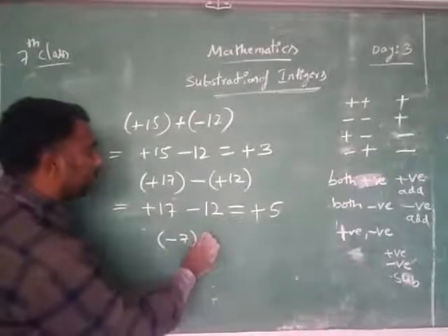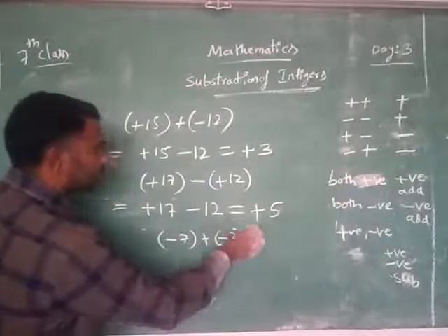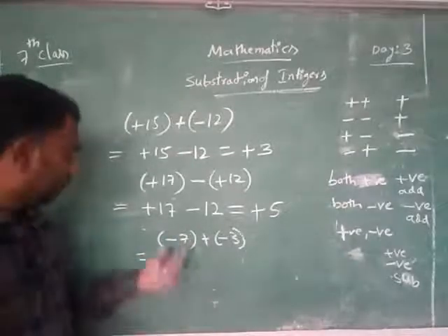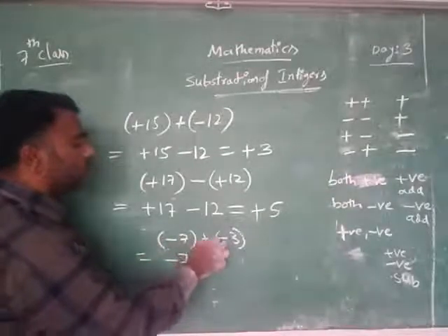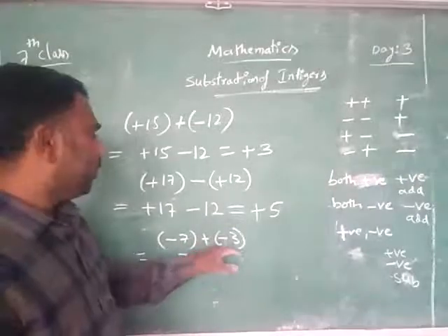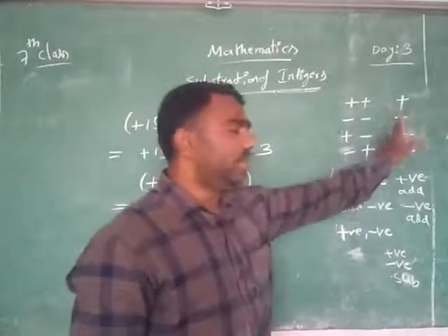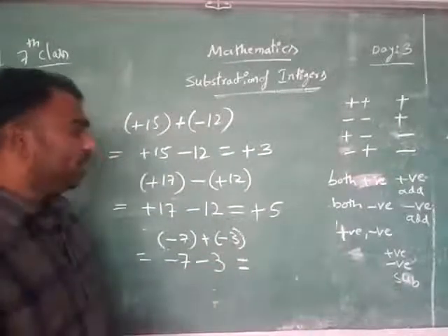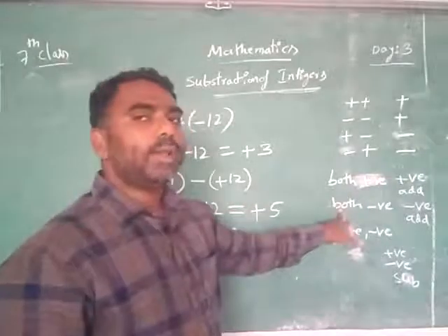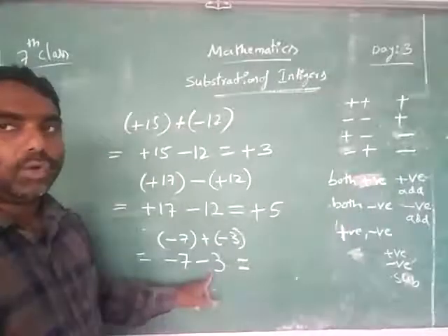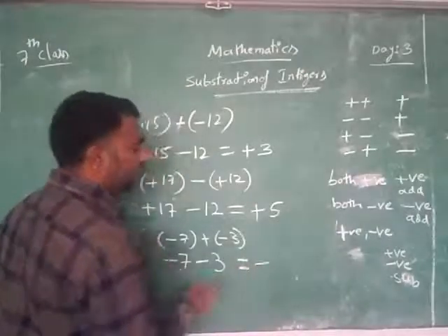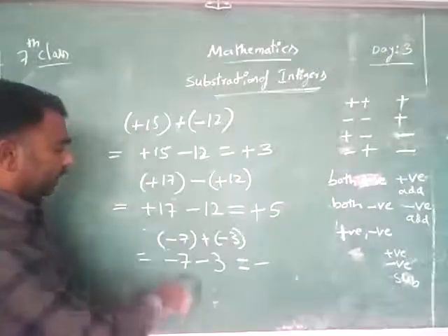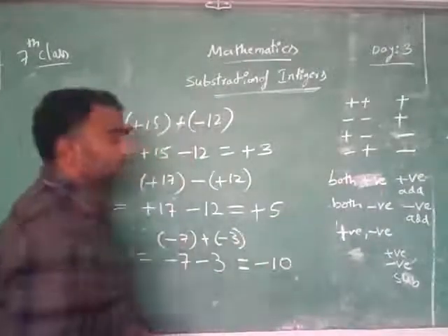Minus 7 plus minus 3. So first what is the method? Remove the brackets. Only one symbol, no problem. Here two symbols are there. Plus, minus will become minus. Number is 3. Which is the situation here? Second, both are negatives. Negative, negative. When both are negatives, the answer will be negative. How do you get the answer?